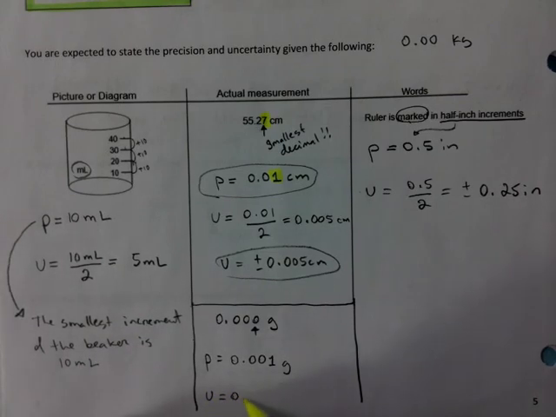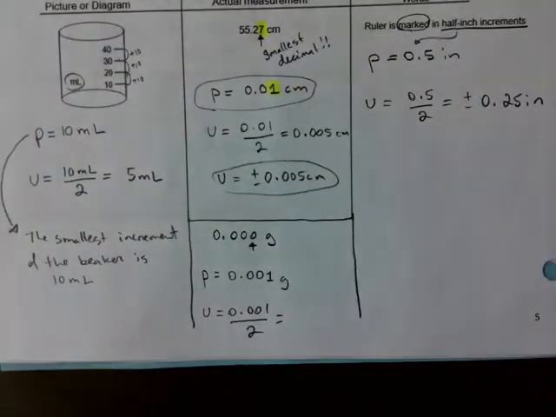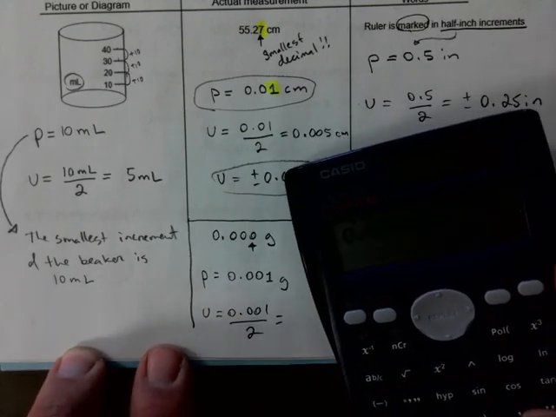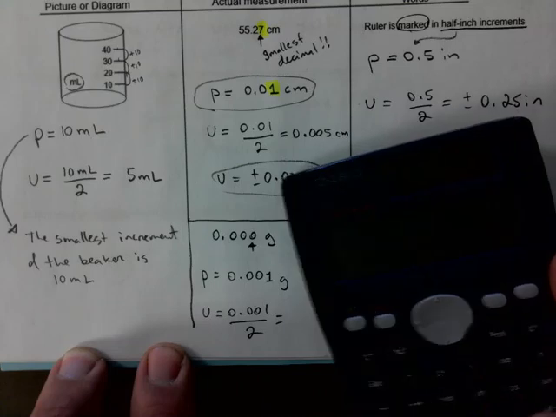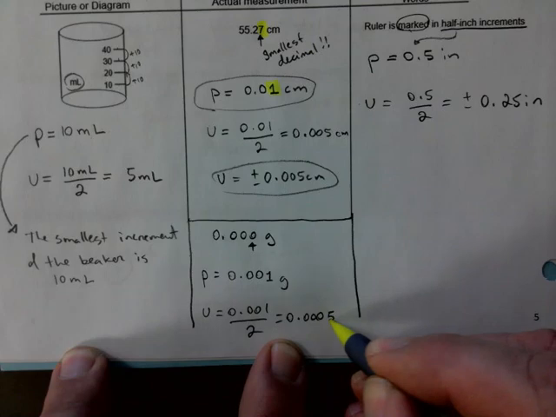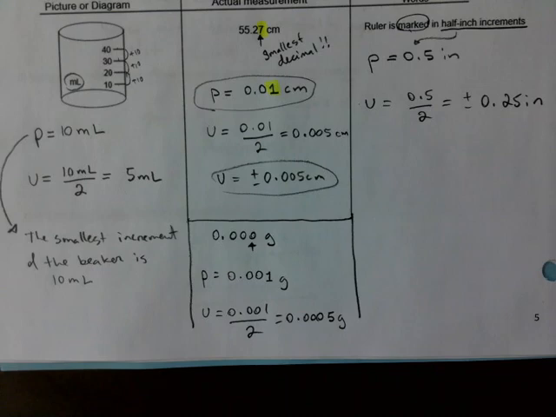Uncertainty, 0.001 divided by 2. Come on, guys, the divided by 2 part, I hope you get that part. Because even if you get your precision wrong, you can still get the uncertainty right. 0.001 divided by 2. Whoa, how many zeros is that? 3 zeros and a 5, okay. 1, 2, 3, and then a 5, and make sure you have units everywhere, because they are going to give you units every single time.